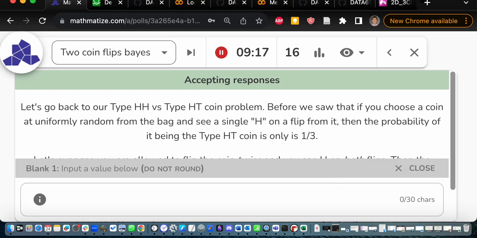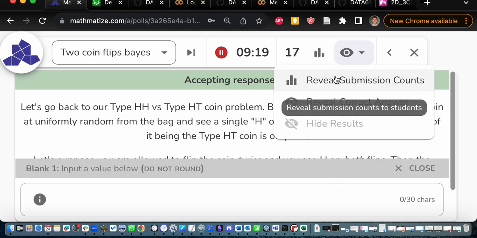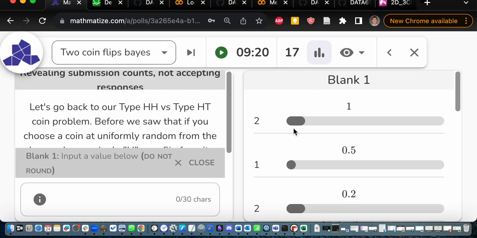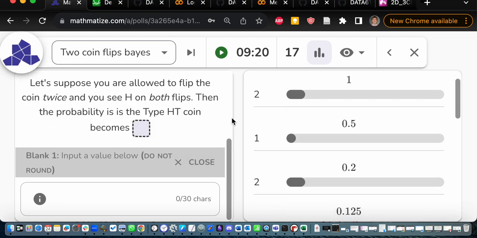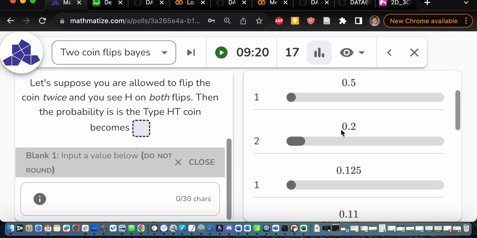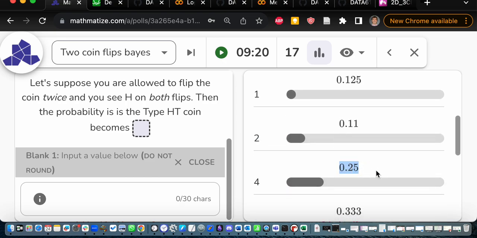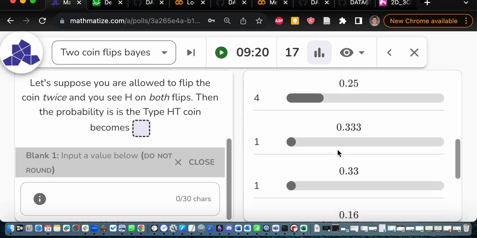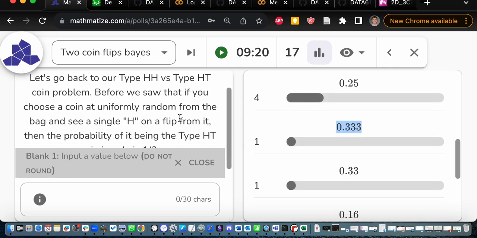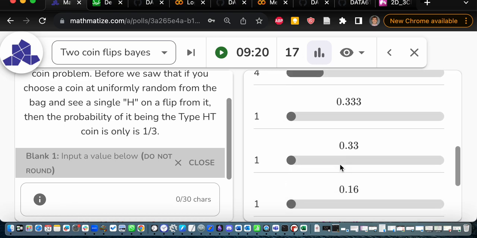Let's take a look. So you flip it twice, it's heads both times. What is the probability? It's the type heads tails coin. So it's definitely not 1. It's not, it could, because it could be the type heads heads coin, right? If you have the type heads heads coin and you flip it twice, you're definitely going to get heads twice. 0.5, 0.2, 0.125, 0.11, 0.25 is a good guess. 0.33, 0.33. So 0.33 is 1/3. That is what we got if we flipped it once.